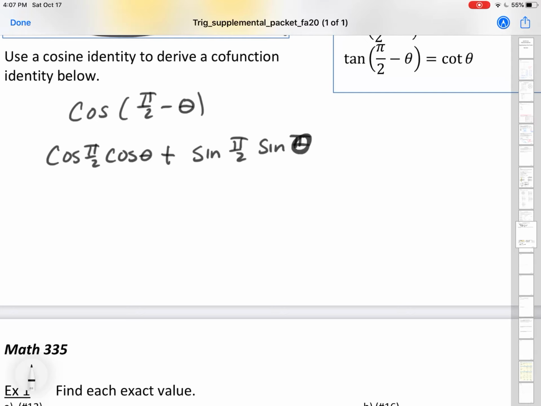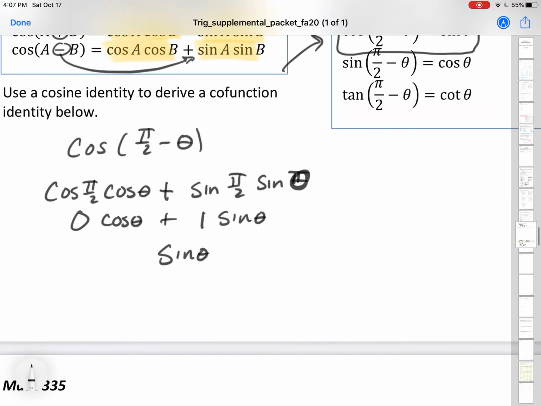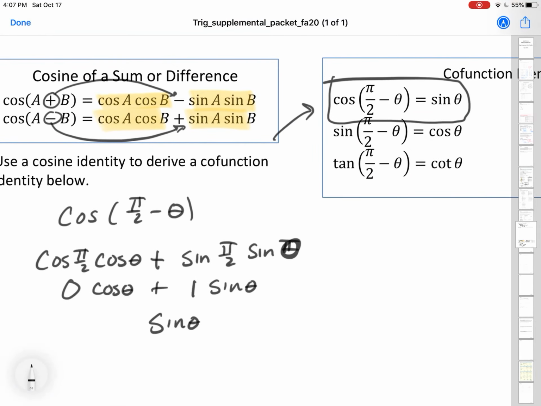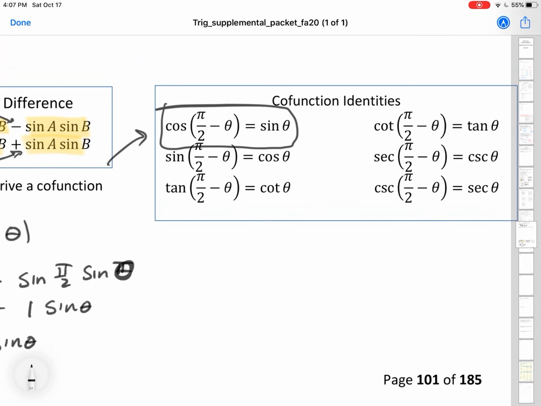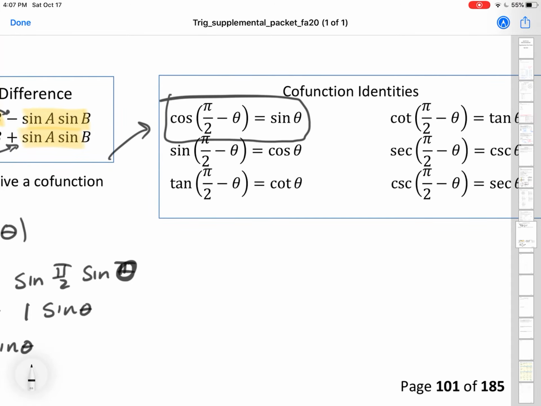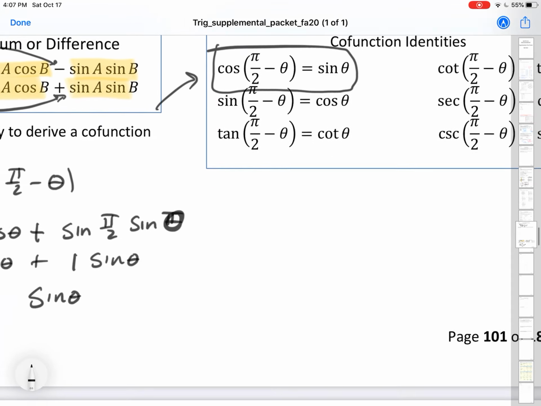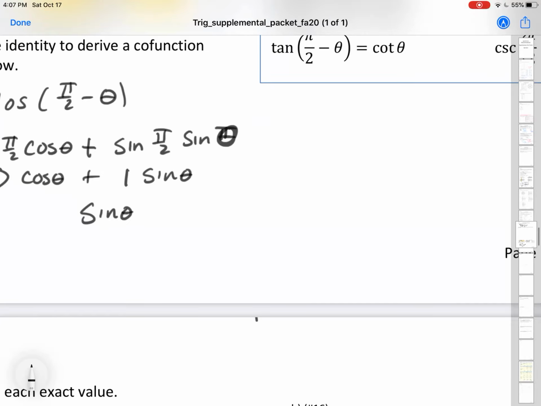Well, what's cosine of pi over 2? Well, it's 0 times cosine theta plus sine of pi over 2 is 1. Oh, yeah, plus 1 sine theta. And 0 times cosine theta is 0, and 1 times sine theta is sine theta. Did we show the identity? We certainly did, right? And you would use something very similar to that. So we're just wanting to use the relationship to show that it establishes these cofunction identities just fine.